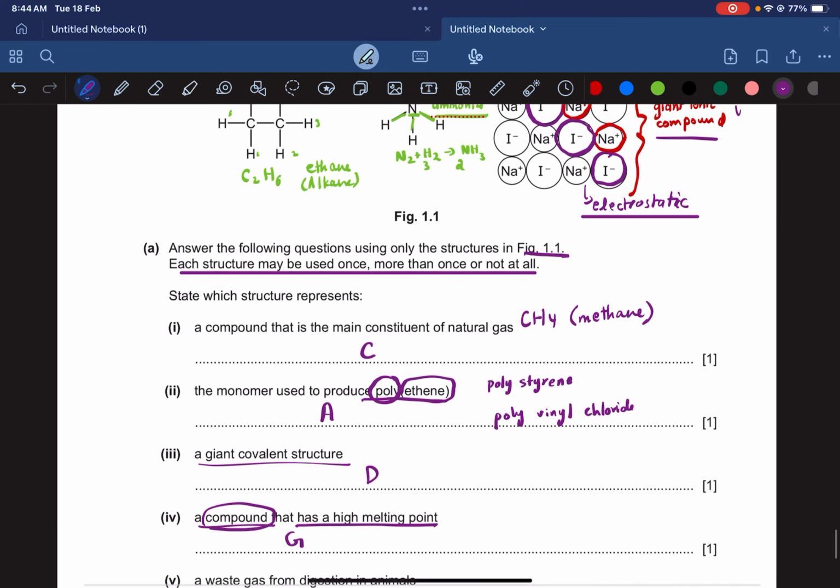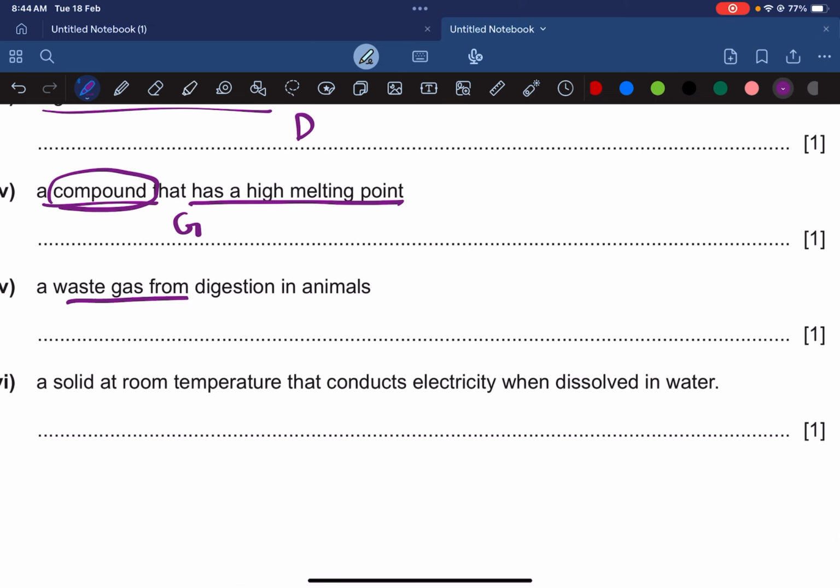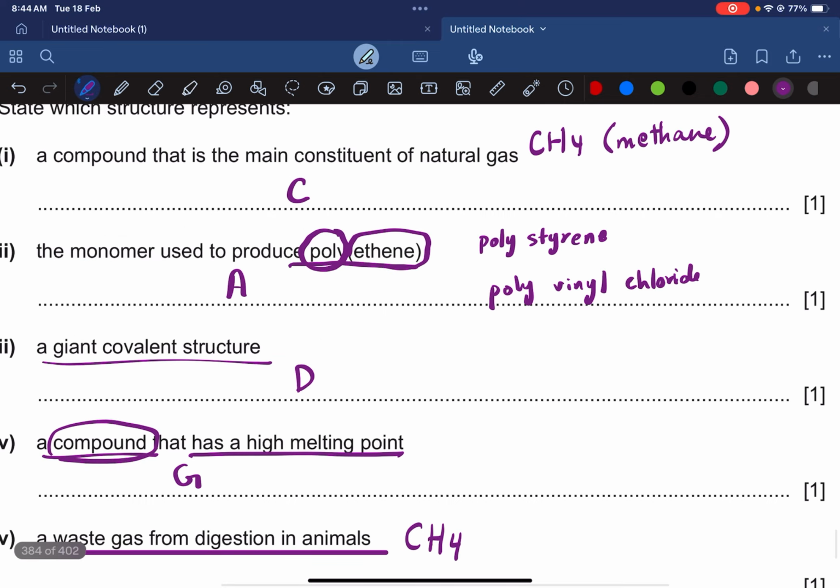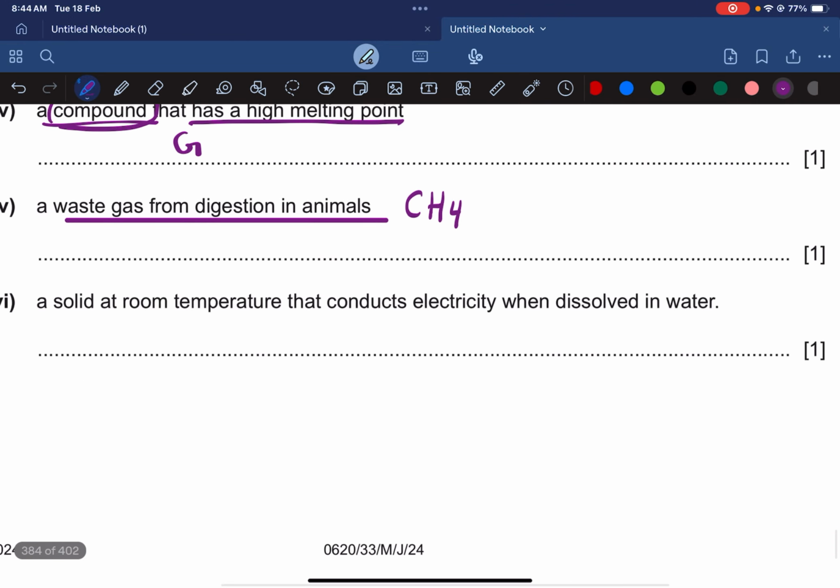Let's move on to the next part, which says a waste gas from digestion in animals. Well, that's clearly stated in the syllabus that the waste gas that we get from animals is methane gas, CH4. So it's again going to be part C, that is methane gas that we get from the digestion in animals.